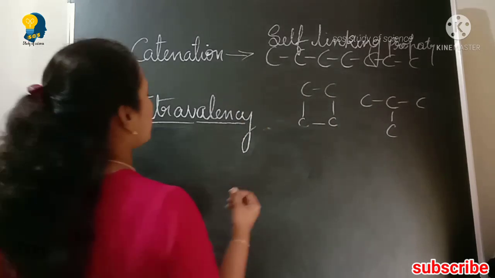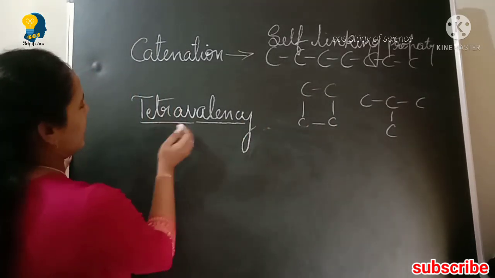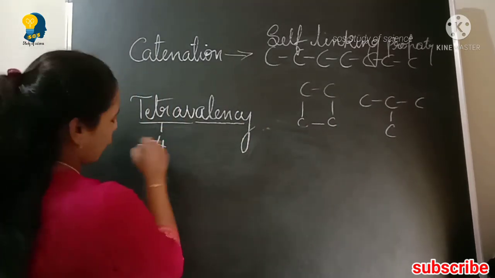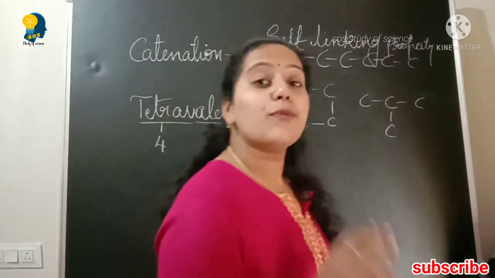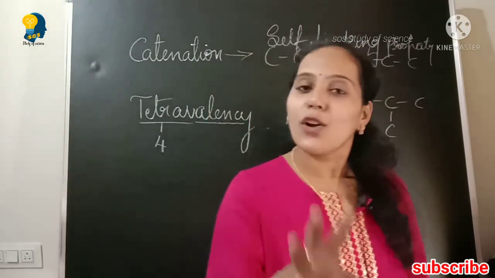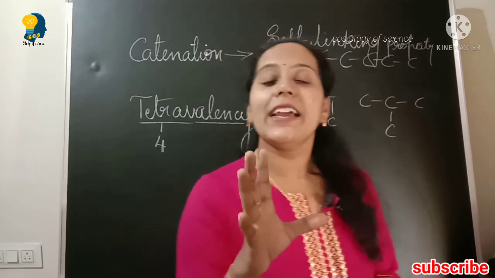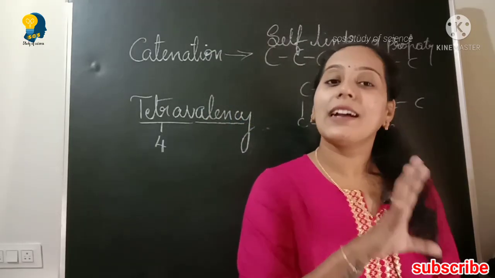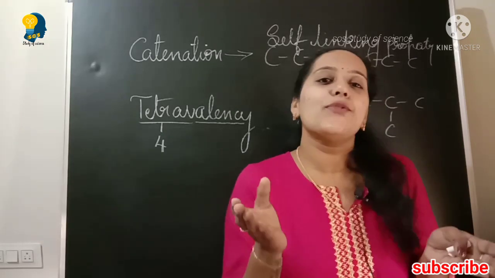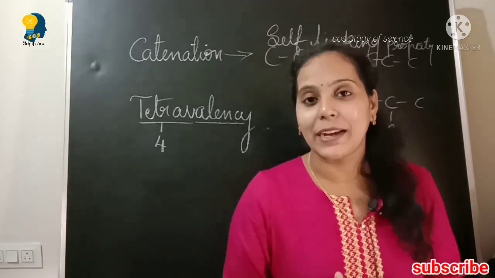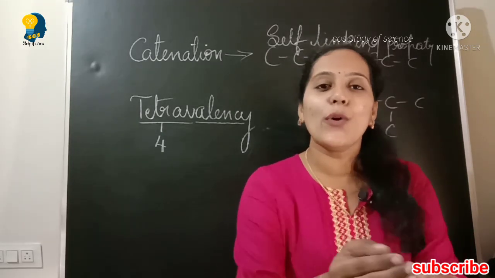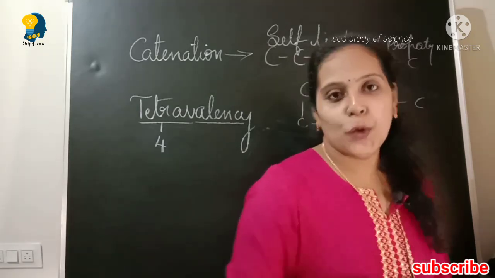Next, when I talk about tetravalency, tetra is nothing but 4. See, carbon has 4 valence electrons. Its valence is also 4. As it has 4 valence electrons, it can bond with other carbon atoms or atoms of other monovalent elements. Monovalent, mono is nothing but 1. Let me give you an example.